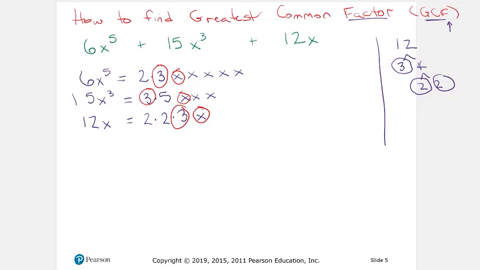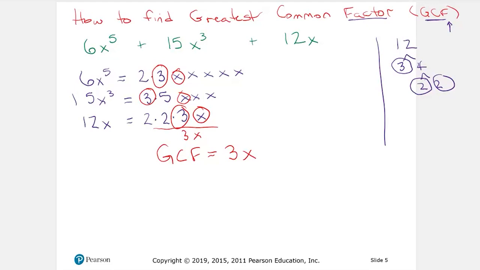And there's nothing that I can circle that has everything in common. So here I would say my greatest common factor is, and I multiply the things. So I just want to make sure you understand. We have a 3 in common and an x in common. That means our greatest common factor is 3x. Now, if we were just asked for a common factor, 3 is a common factor. 3 is common to all of them. X is common to all of them.